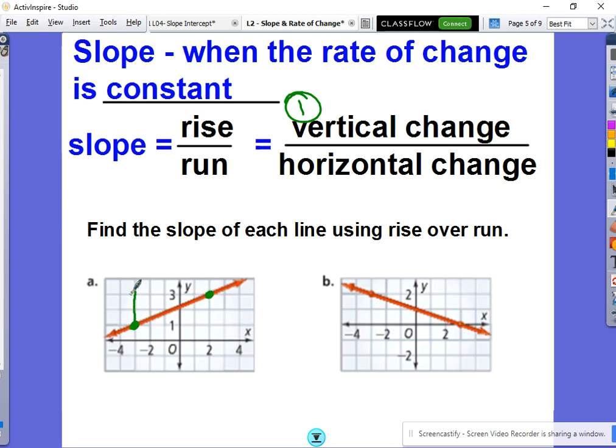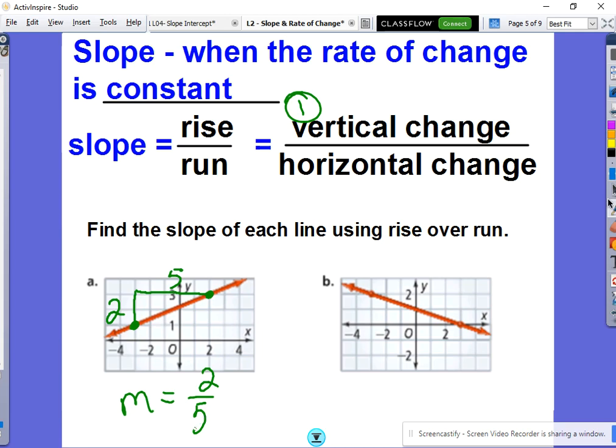And notice how many I rose. I rose 2. That's my vertical change. Write that number right next to it. And now I'm about to run. 1, 2, 3, 4, 5. Run 5. So we've now identified the rise is positive 2 and the run is positive 5. So our slope is 2/5, 2 over 5.